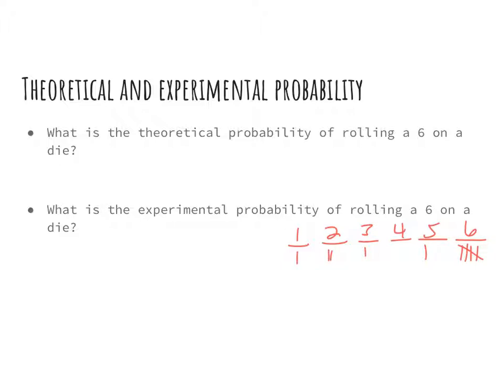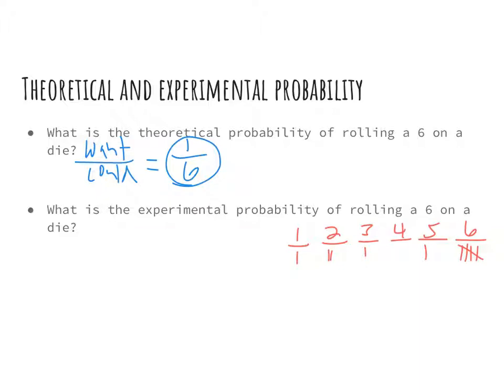Okay, so the first question is, what is the theoretical probability of rolling a 6 on a die? Okay, so that is again a want over could problem. So how many ways is there for what we want to happen to happen? Well, we want there to be a 6, and there's only one 6 on a die. And what could happen? Well, there are 6 sides, so 1 over 6. That's the theoretical probability of rolling a 6.